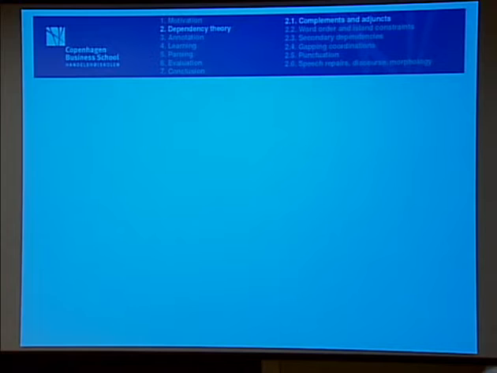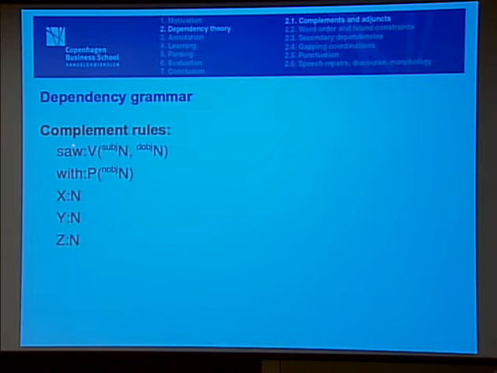So in dependency grammar, you could have complement rules like this, saying that the word saw is a verb, and it takes a subject. I'm doing it in a rule-based paradigm to make the presentation easier to understand. You could have a subject, which should be a noun, and a direct object, which should be a noun. The word with is a preposition, which takes a complement, a nominal object, which must be a noun. Then we have X, which is a noun and doesn't take any complements. Y is a noun that doesn't take any complements, and so on with Z.